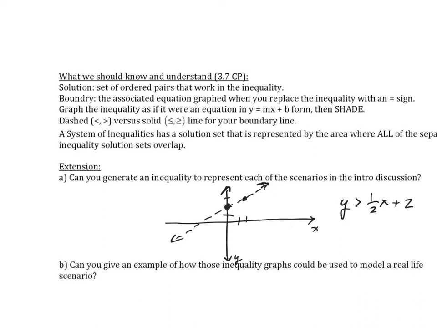And I'm going to shade everything above because it says greater than, right? Does anyone want to conjecture why I used a dashed line? Yes. Because it's not bigger than or equal to. It's not equal to, right? So this is looking for all points that are greater than this line.